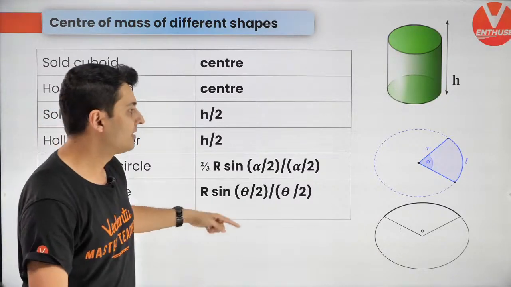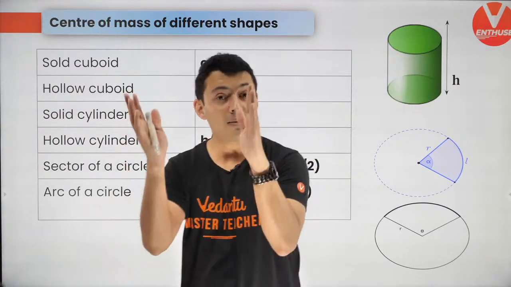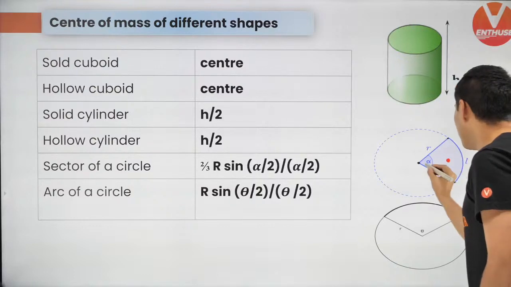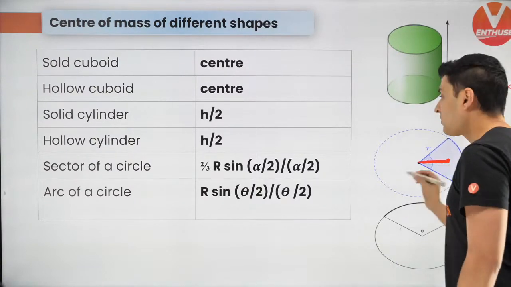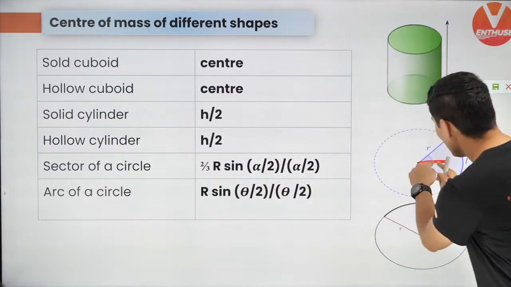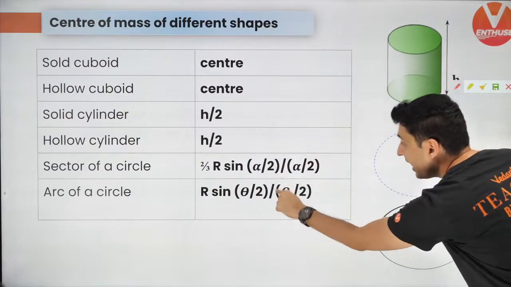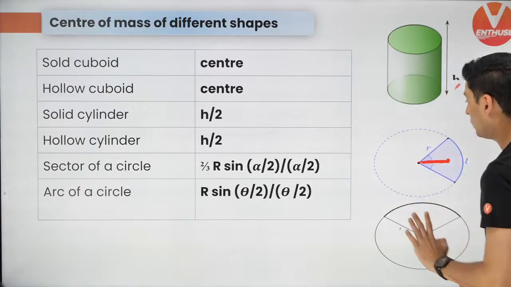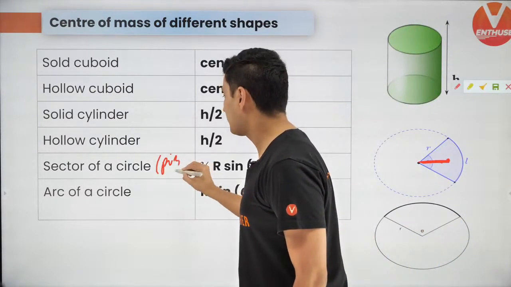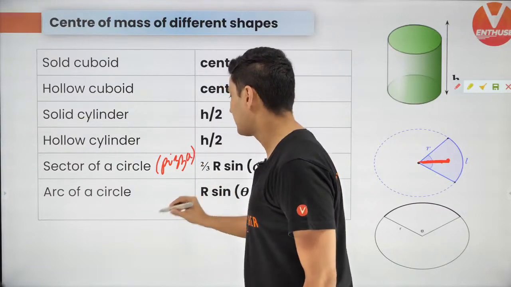Very important. Sector means pizza slice. You have a slice of pizza. Where would the center of mass be? The center of mass will be here. And this distance is 2/3 r sine total angle by 2 divided by total angle by 2. Very important. Remember, pizza slice.